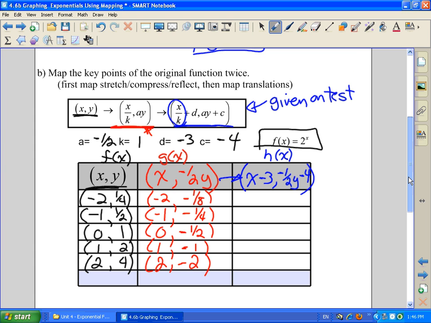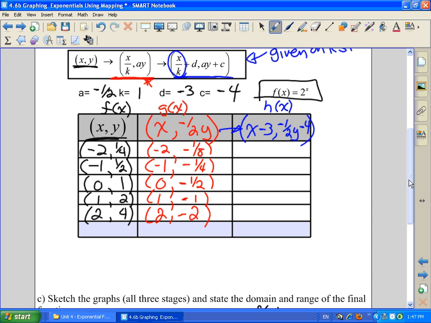So all I'm going to do, ladies and gentlemen, is take a look at my ordered pair from here and transfer it here. So I'm going to take negative 2, subtract 3 is negative 5. Then I'm going to take negative 1/8 and subtract 4. You can either use your calculator or a number line and you'll get negative 4 1/8. So again, transfer over from the left to the right and keep going. Negative 1 subtract 3 is negative 4. And negative 1/4 subtract 4 is going to be negative 4 1/4.